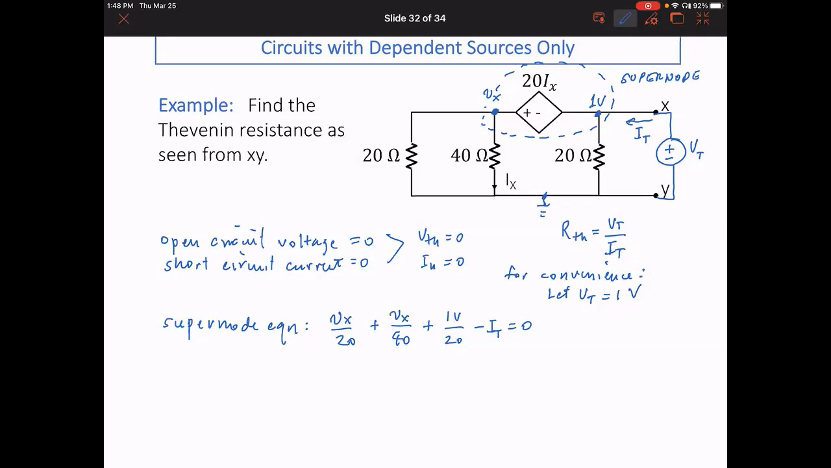Okay, what is my other equation? Remember, I only have one supernode in this particular circuit, so I can only form one KCL equation. But what's my other equation? Just to review you. Okay, that's right, no? V of x minus 1 is equal to 20 times I of x. So the other equation is V of x minus 1 is equal to 20 I of x. But what is I of x? I of x, the current flowing down here, is V of x over 40.